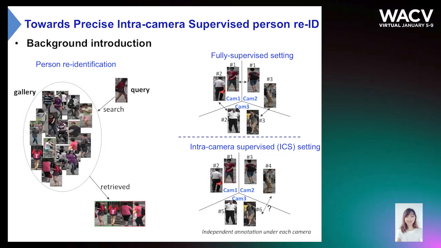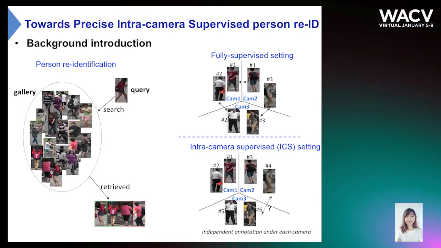The task of person re-identification is to match a person's image in non-overlapping cameras. Specifically, given a query image, an algorithm compares the query with images in the gallery and retrieves the top-ranked image for the query. For person re-ID, the most common setting is fully supervised, where both intra-camera and cross-camera relations are given, and for each image, the ground truth ID is annotated.